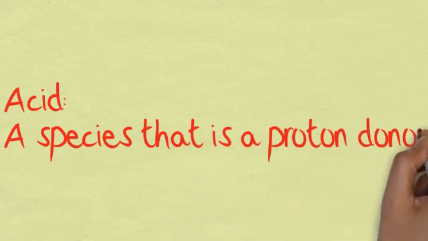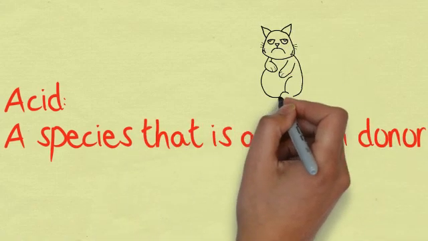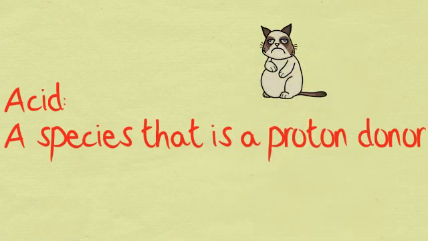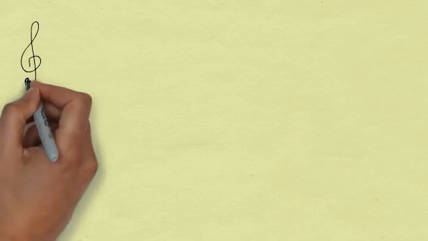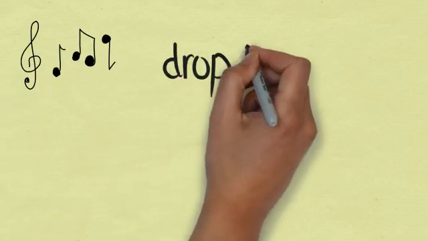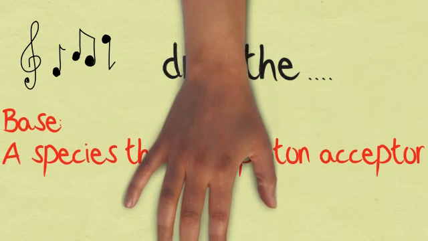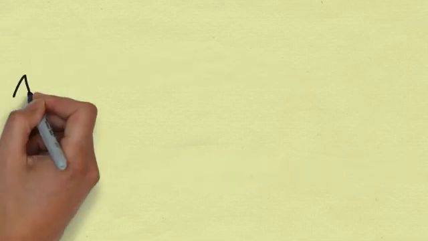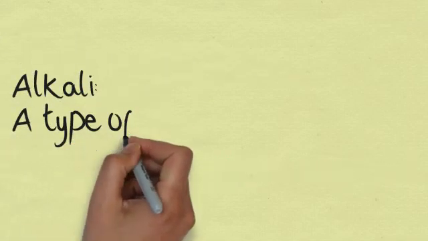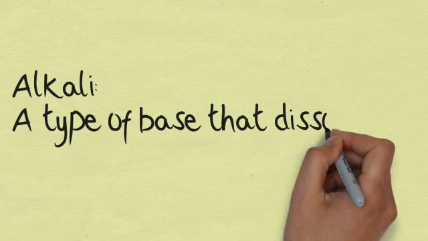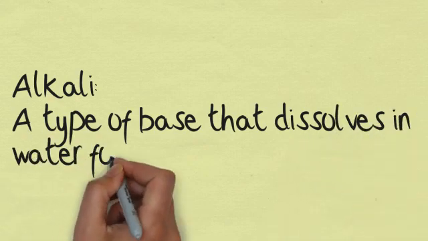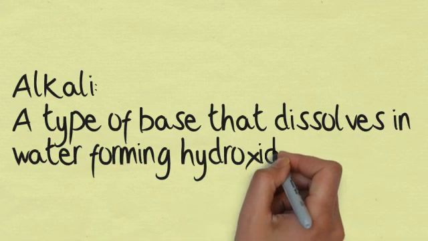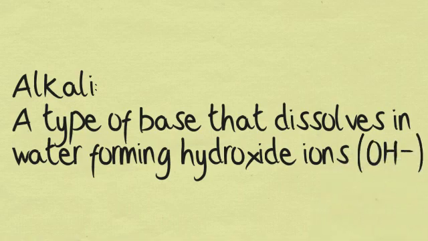An acid is a species that is a proton donor. A base is a species that is a proton acceptor. An alkali is a type of base that dissolves in water, forming hydroxide ions.